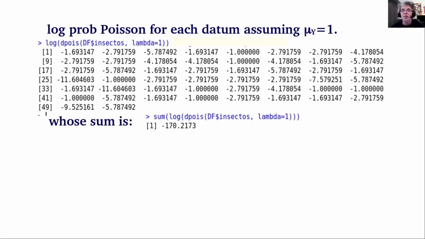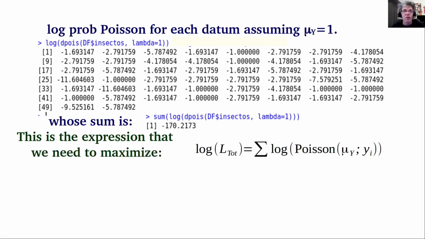which of course we can sum up. So we have a single value. This is the sum of the log of the Poisson probabilities for this data set, assuming the Poisson parameter to be equal to 1. So this is actually the expression that we want to maximize, as I explained in the previous slides.